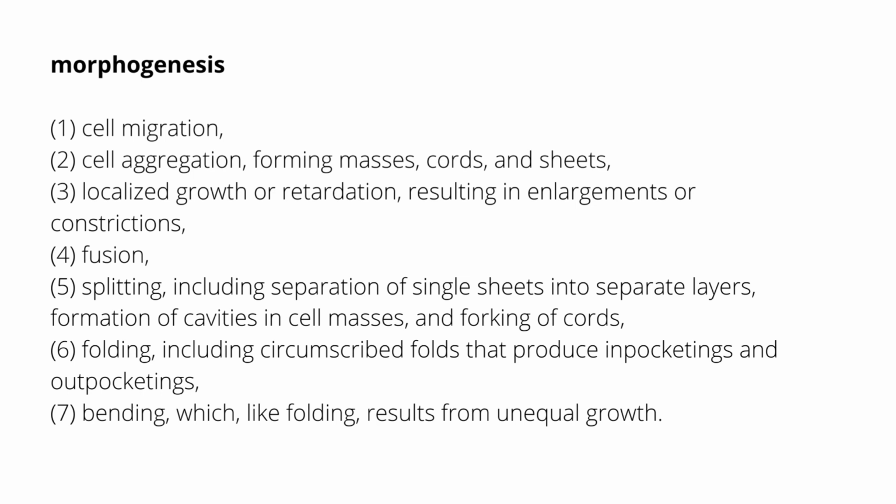Next is localized growth or retardation resulting in enlargement or constriction. Fourth is fusion. Fifth is splitting, including separation of single sheets into separate layers, formation of cell cavities in cell masses, and forking of cords. Sixth, folding, including circumscribed folds that produce in-pocketings and out-pocketings. Seventh, bending, which, like folding, results from unequal growth.